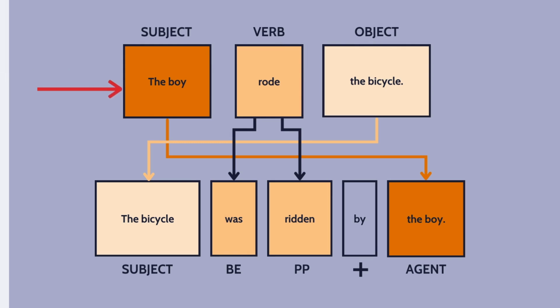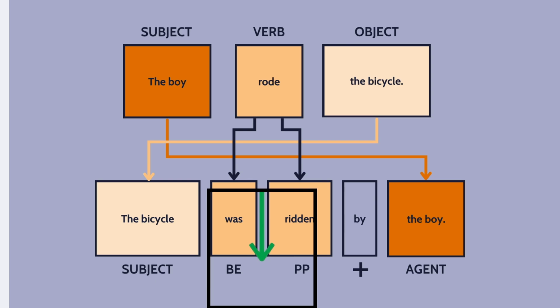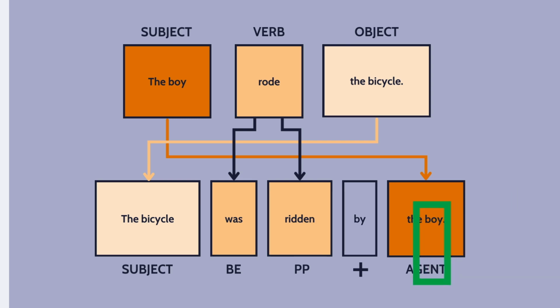The sentence on top is active: subject plus verb plus object. The boy rode the bicycle. To form the passive, move the object, the bicycle, to the subject position. Change the verb rode to be verb plus past participle: was ridden. Add by. Place the former subject, the boy, after by. It is now called the agent. The bicycle was ridden by the boy.